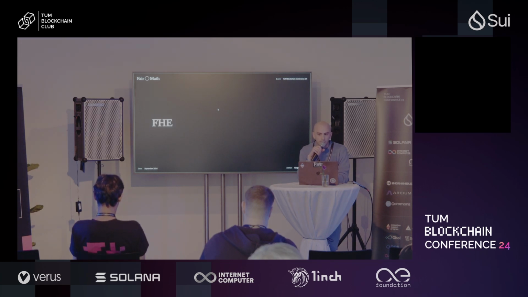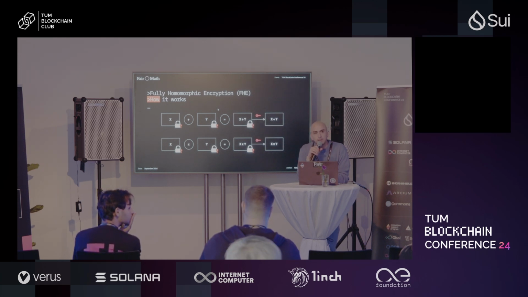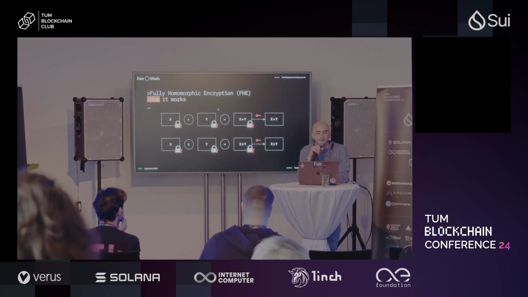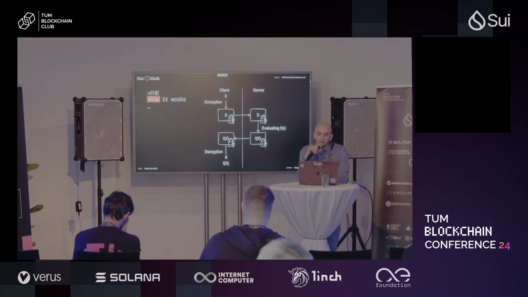So let's start with FHE. What is it? Basically, it's a form of encryption that allows us to perform computation on encrypted data. Usually two operations are considered, addition and multiplication, because with addition and multiplication we have a Turing-complete basis, which means that we can evaluate arbitrary functions.